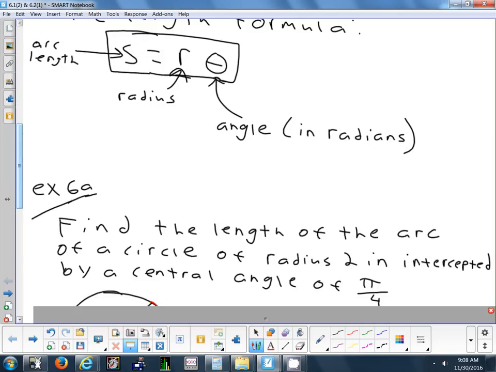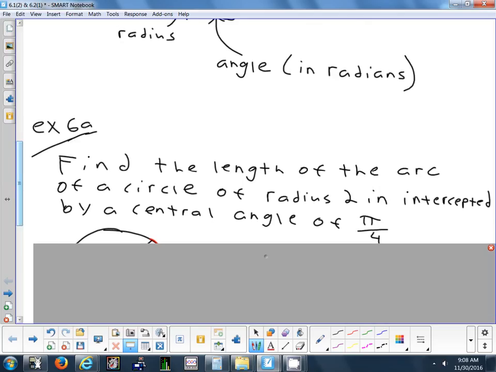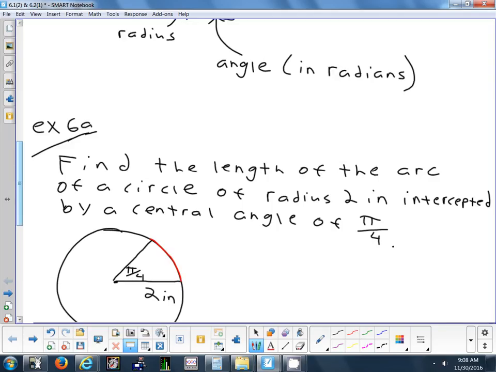Okay, so I want to use that formula to find the length of an arc. And I have a circle that has a radius of 2 inches. And the angle is pi over 4 radians. So this is basically what I'm doing. Here's my circle. I've drawn in an angle. The radius is 2 inches, and I want to find the length of that arc between those 2 points.